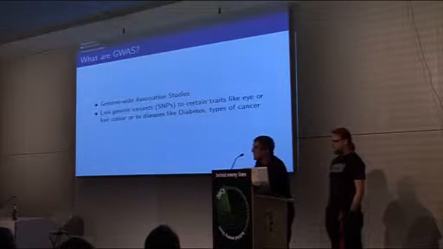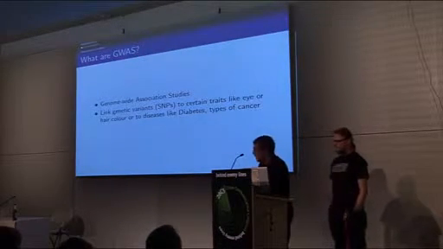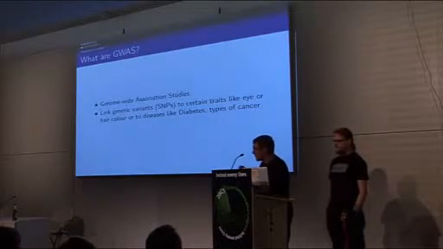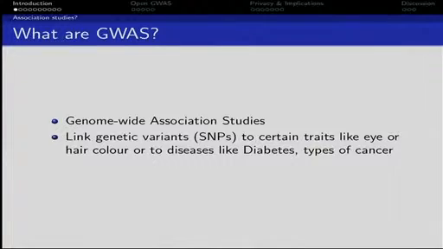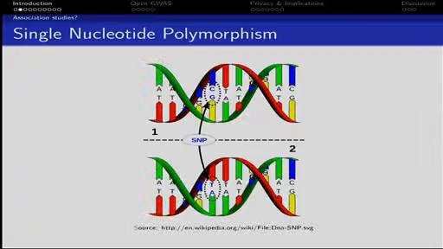The purpose of genome-wide association studies is to link genetic variants, single nucleotide polymorphisms, to certain traits like eye or hair color, or even probabilities to develop diseases like diabetes or certain types of cancer. What is a single nucleotide polymorphism? What you see here is the DNA of two individuals, and a single nucleotide polymorphism means that a single nucleotide is switched between both. The top one is a GC and the bottom one is a TA, so it's just on one position.